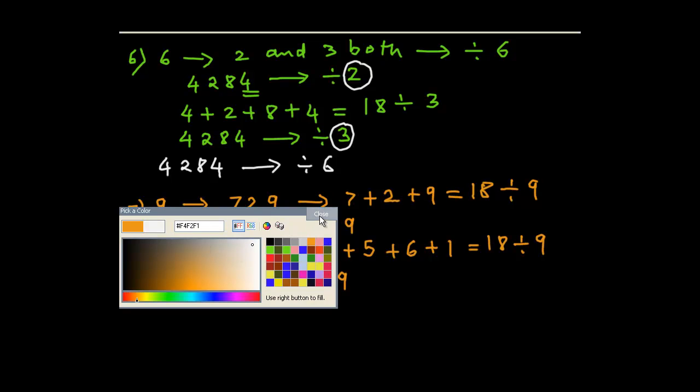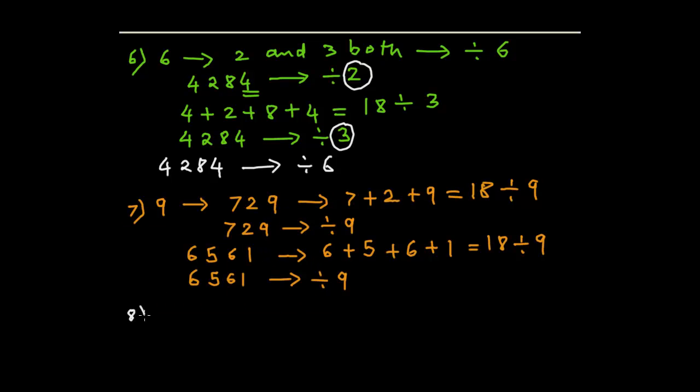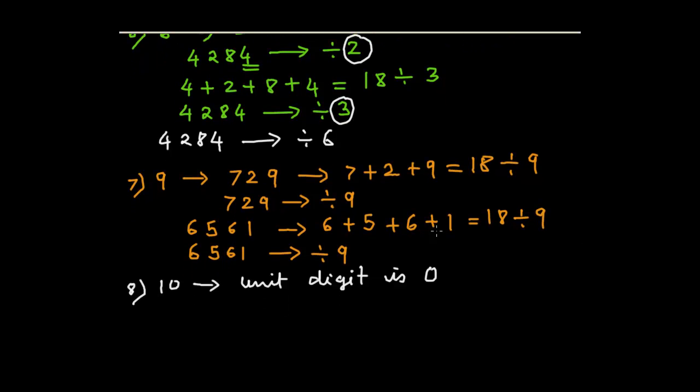Now the next divisibility rule is for 10. If the unit digit is 0, then the given number is divisible by 10. For example, 4080. The unit digit is 0, so this given number is divisible by 10.